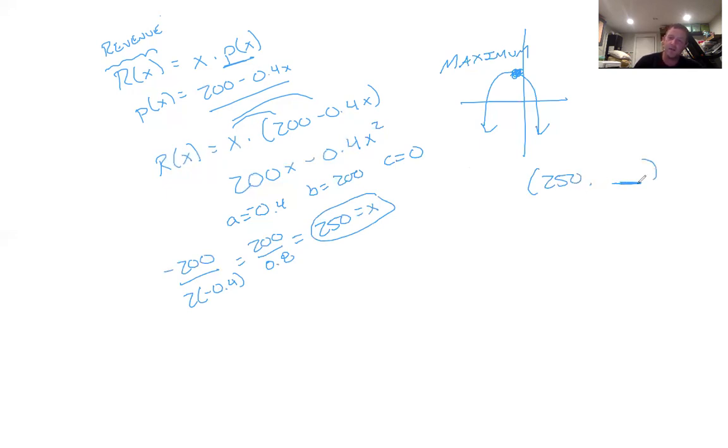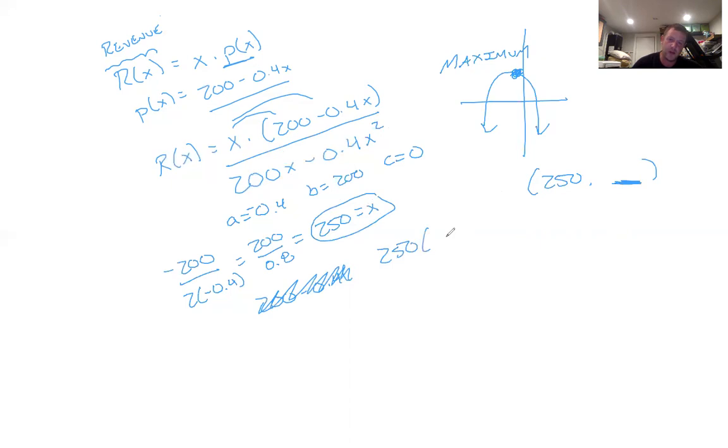They're asking for the revenue. The y value is the revenue. Well, how do I find the y value? I just plug it in. So I plug it into this equation right here. Let's see, 200 minus 0.4. I'm going to plug it in this one. Maybe it's a little easier. Now, it doesn't really matter.